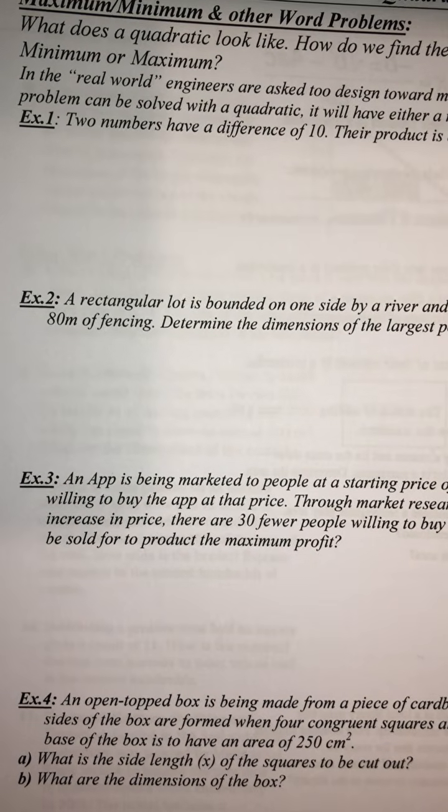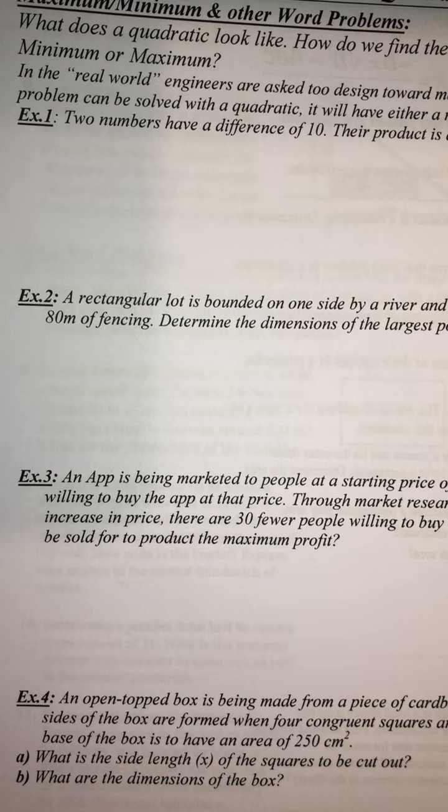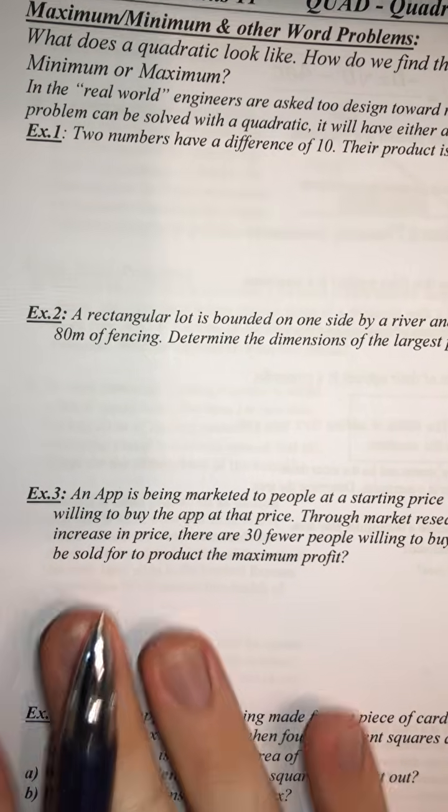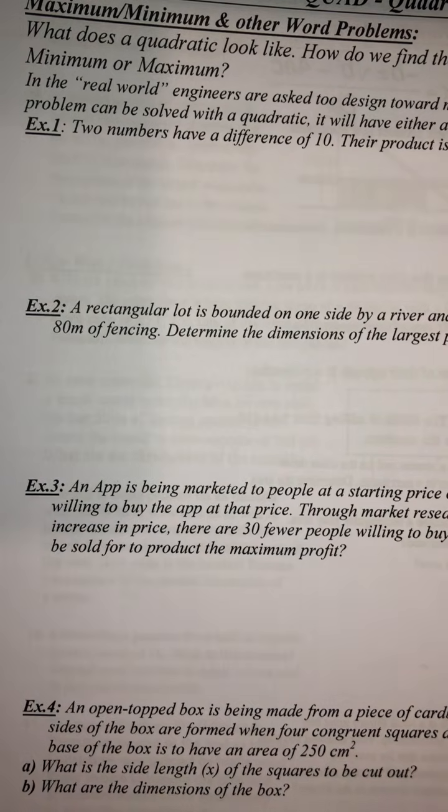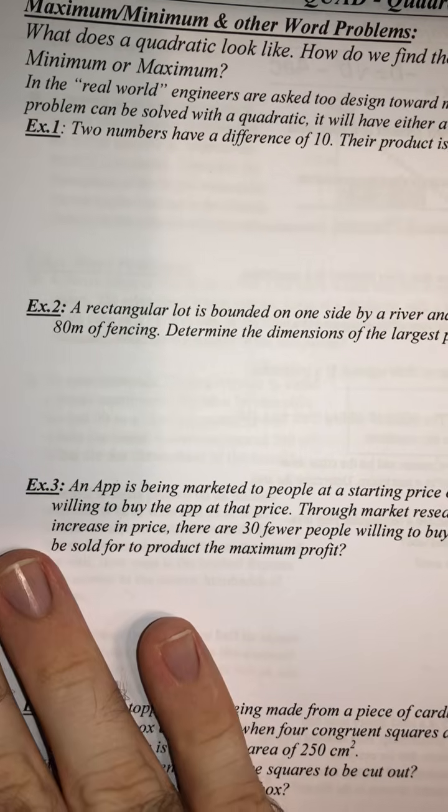Looking at the first example here, we're told that 2 numbers have a difference of 10, difference meaning subtraction, and their product is a minimum. Product meaning multiplying them together. And we want to know what those 2 numbers are.